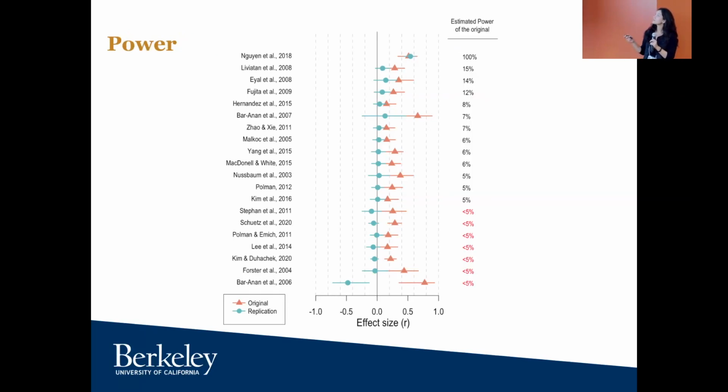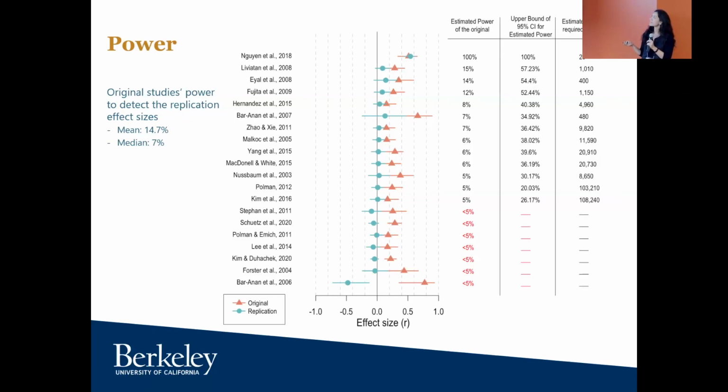In terms of power, the one study that replicated had 100% power. The rest of them, so this is the original study's power to replicate the effect size that we got, the mean is about 15%, median is 7%, so not great. If we look at the upper bound of the confidence interval for the replication effect size, these are the estimated power for those, so a little bit better. And these are the sample sizes we would need to detect those effect sizes with 80% power.